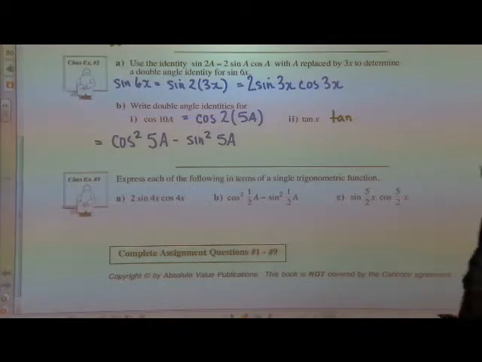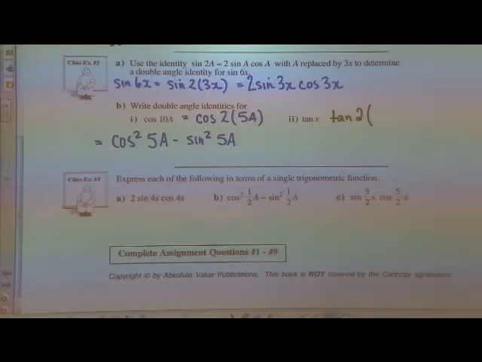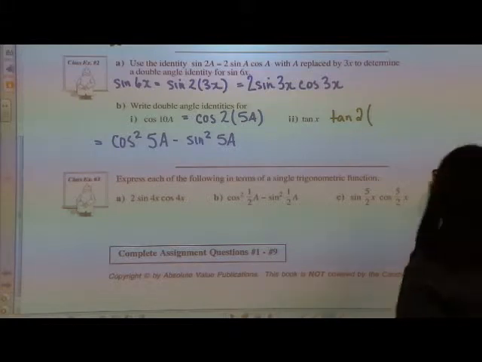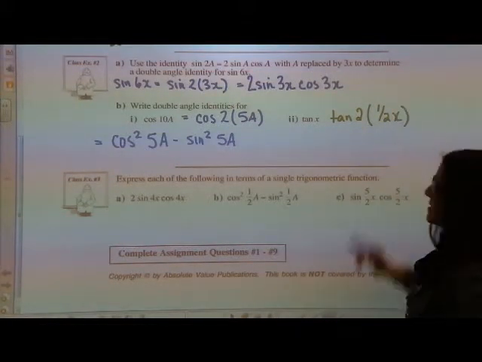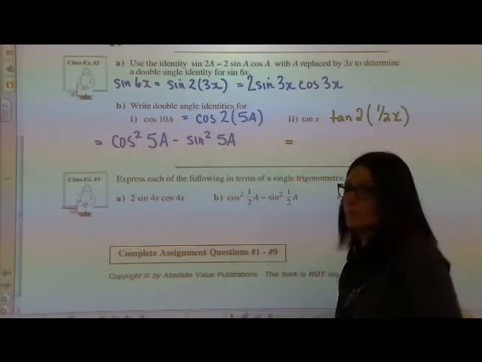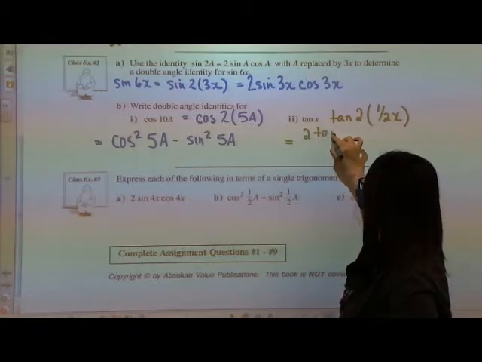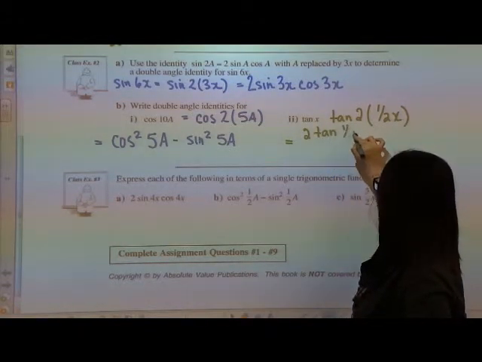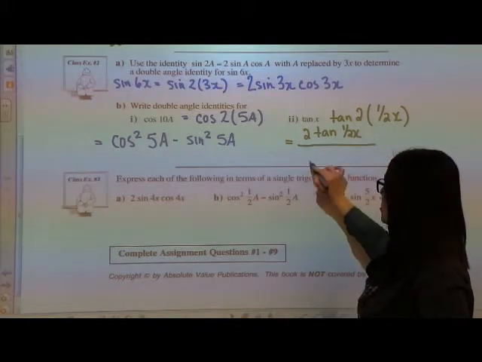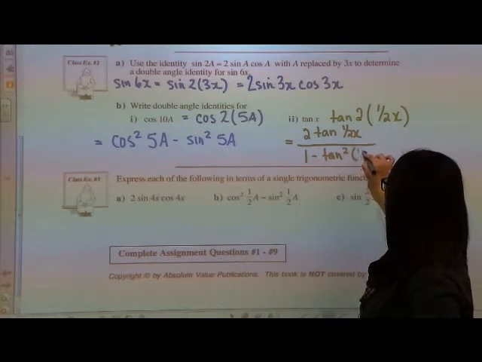Okay, so tan x. How do I get x if I have to multiply it by 2? 2 times what? x over 2, or 1/2 x, the same as x over 2. So according to my formula, what is tan 2a equal to? 2 tan a over 1 minus tan squared a. So a is now 1/2 x: 2 tan 1/2 x over 1 minus tan squared 1/2 x.